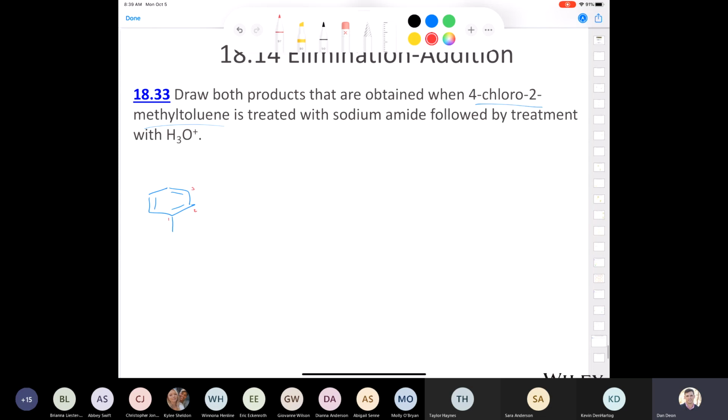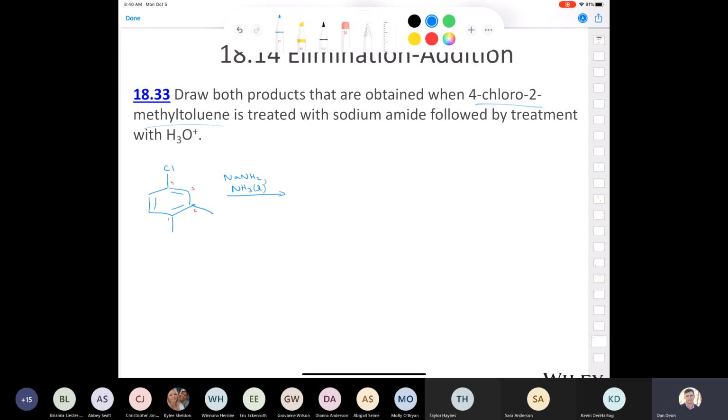And then if I have 2, 3, 4, like this, on carbon 2, I'm going to put a methyl group. So I have a methyl group here, and then on carbon 4, I have a chlorine. So let's put the chlorine here. So here's our starting material. And what we're going to do is treat this in the first step with sodium amide. And remember that sodium amide, we keep that in liquid ammonia. So that's our first step.